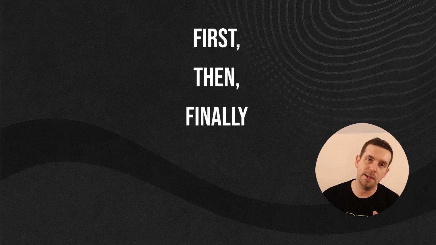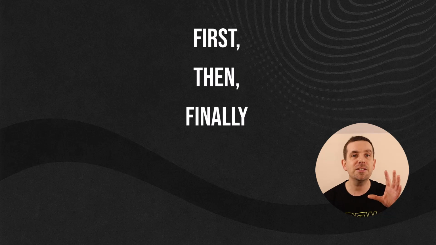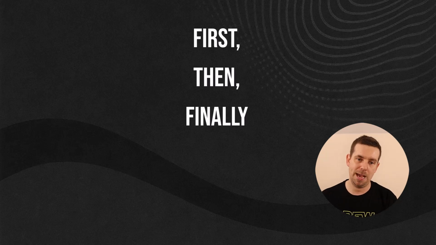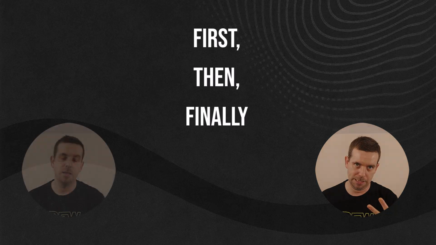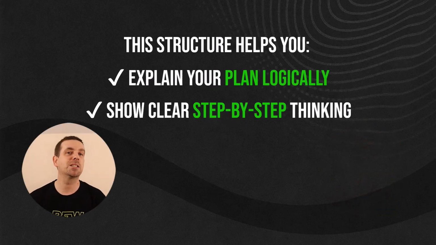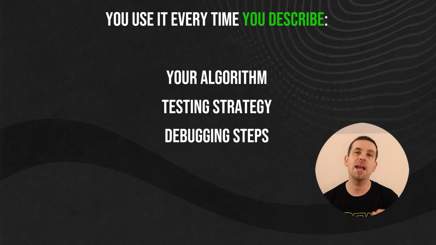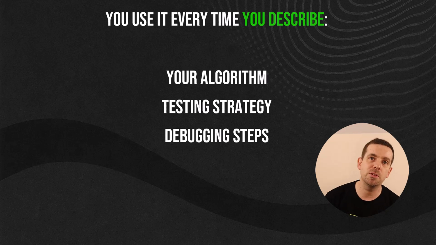If you are learning English for technical interviews, coding interviews, system design, this structure is really useful to show your approach or your plan. We have first, then, and finally. This structure helps you explain your plan logically and shows step-by-step thinking. You use it every time you describe your algorithm, your testing strategy, or debugging steps.